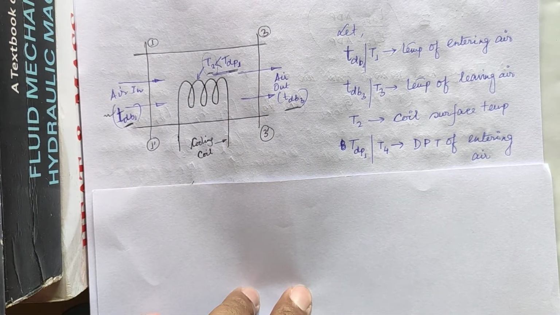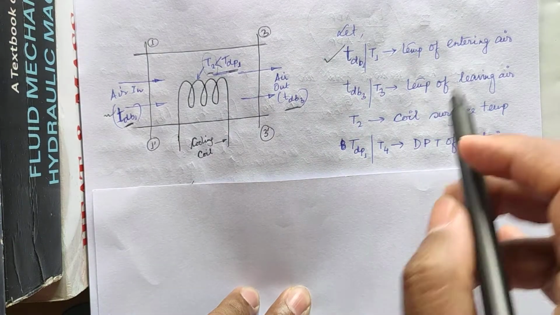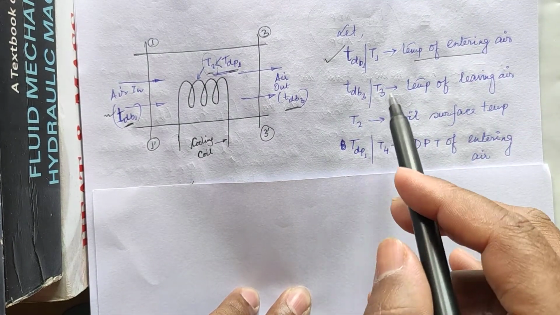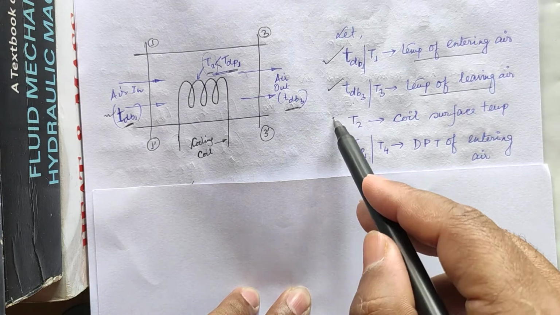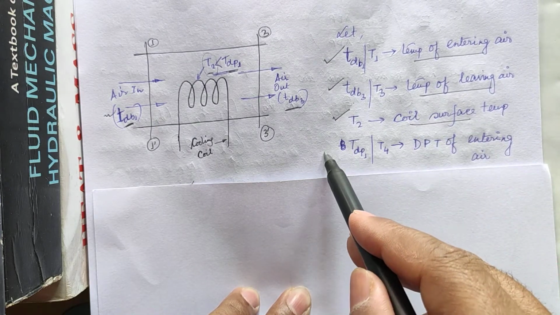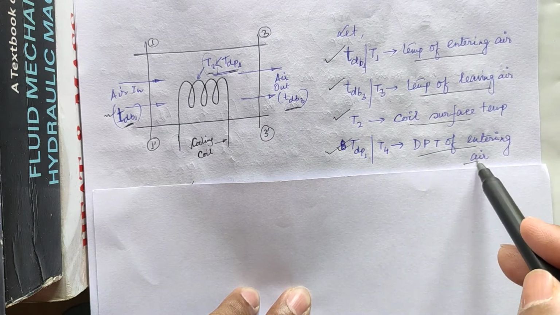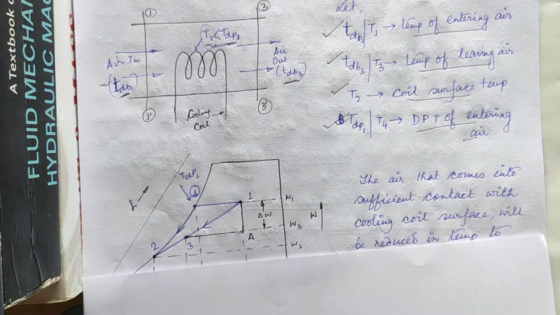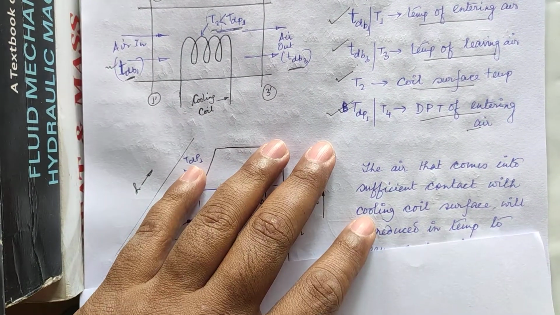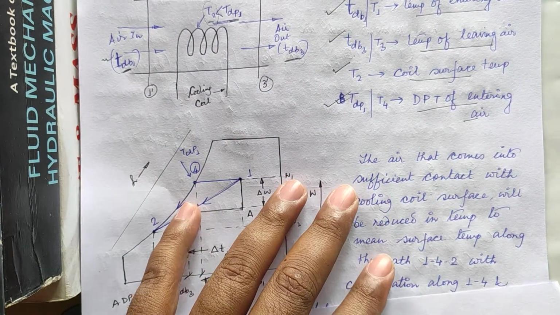So here we have used 4 temperatures. One is the dry bulb temperature of the entering air, TdB1 or T1, the dry bulb temperature of the leaving air, TdB3 or T3, the coil surface temperature, and the dew point temperature of the entering air. So how can we look at this process in the psychrometry chart?